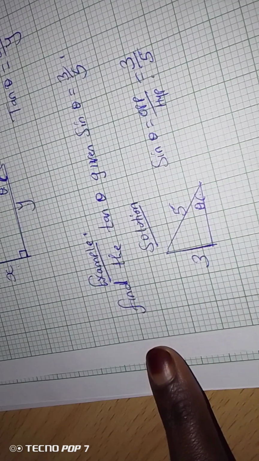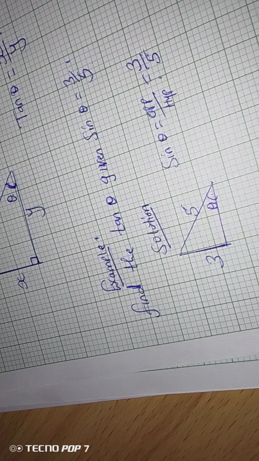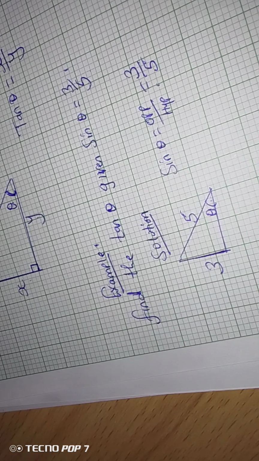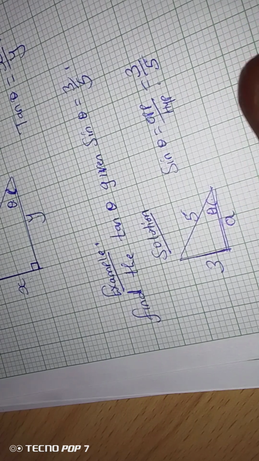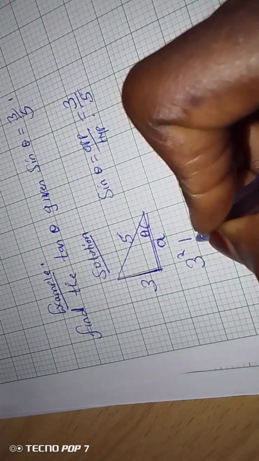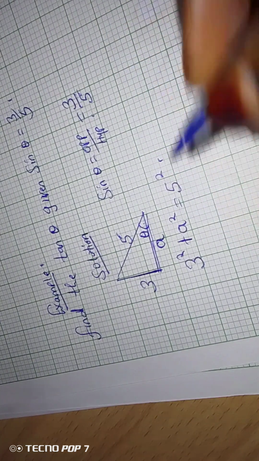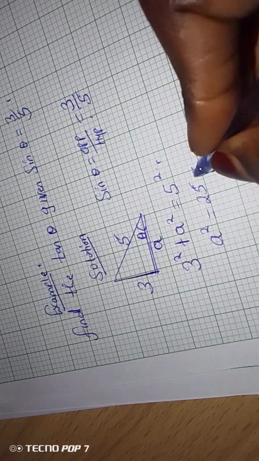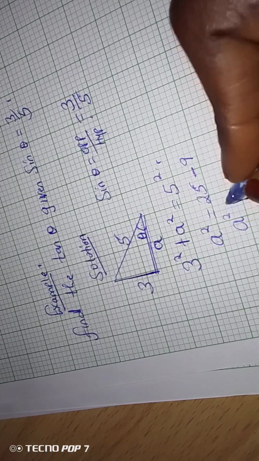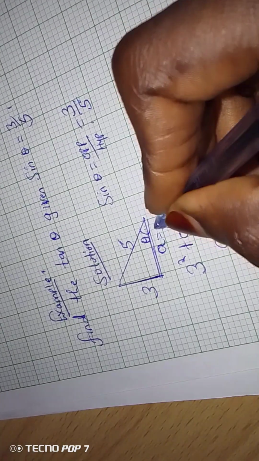We have one unknown side, and we can use the Pythagoras theorem to find the remaining side, whereby the square of the two short sides is equal to the square of the longer side. So we can let this unknown side be, we can call it A. So we'll have 3 squared plus A squared equals 5 squared. We can group the like terms together. A squared will be equal to 5 squared, which is 25. When we take this to the other side, it becomes a minus, and 3 squared is 9. So our A squared is 16. Square root both sides, you get A equals 4. So our A is 4.